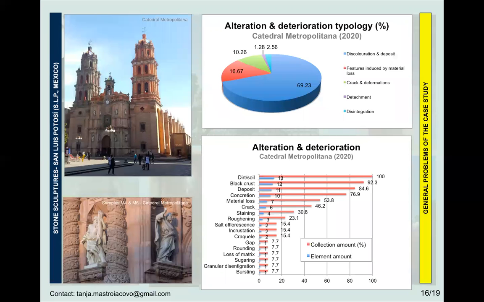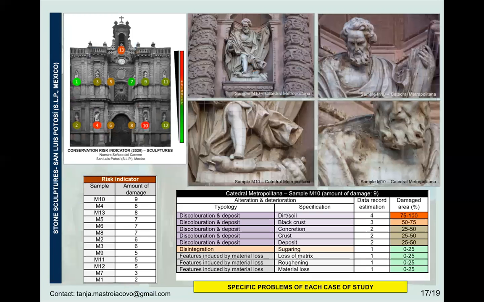Here, we present an approximation to the general state of the marble sculptures in the Metropolitan Cathedral facade. In this slide, it is possible to appreciate the conservational risk indicator specific to each sample, alongside the graphic representation of the numerical values generated. In this case, sample 10 has the highest conservational risk. Specific problematics are listed in the table along with its surface estimate.